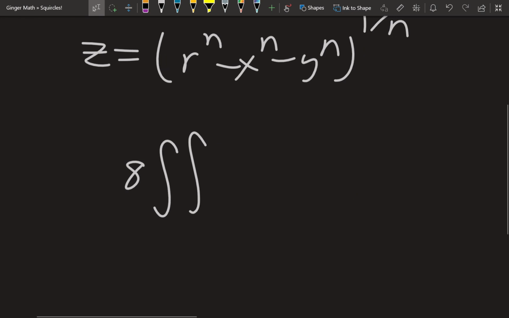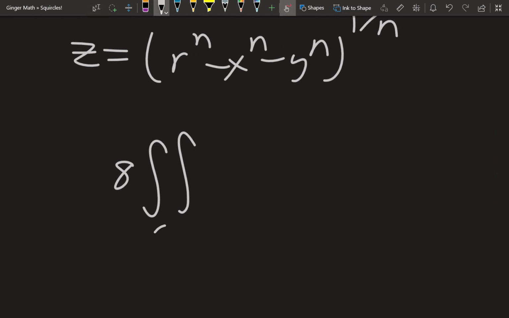Our lower bounds are still going to be 0, and the top one is going to be r. The other one, though, is actually going to be r to the n minus x to the n, to the 1 over n. The reason being that if you look here, if we take z to be 0, we're left with y equals that, and that's our upper bound there. Hopefully that makes sense.